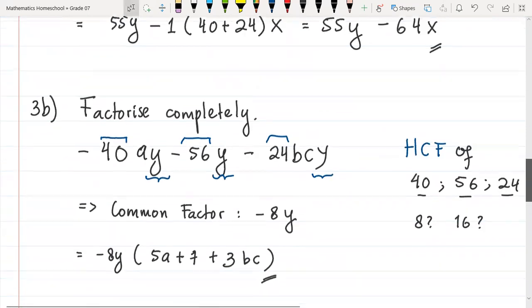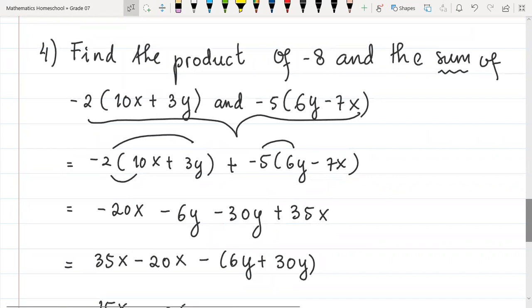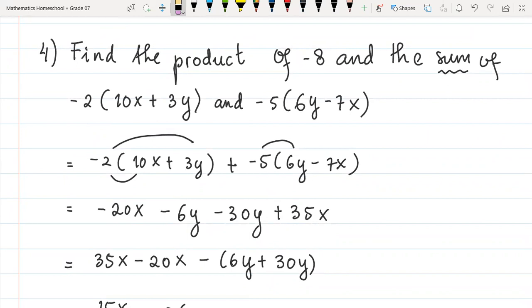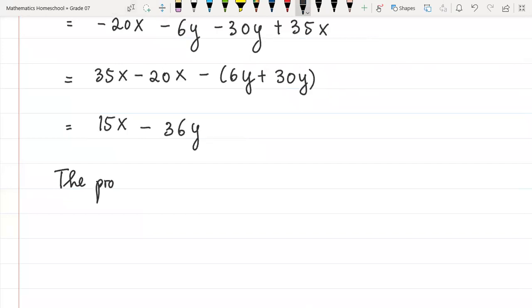Here the question is, find the product of -8 and the sum of this. So we try to solve the sum of the two algebraic expressions, the long one and this long one. At the end, the sum is 15x -36y. Now, the product is the one asked at the end, the product of -8 and this sum, which is 15x -36y.